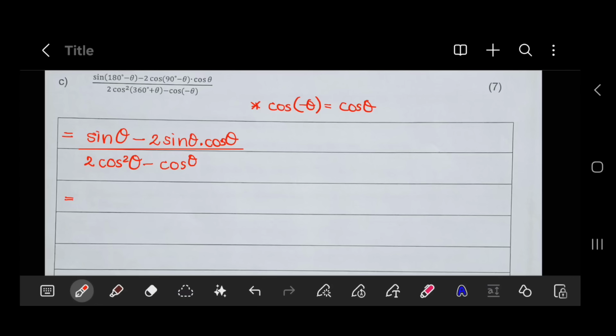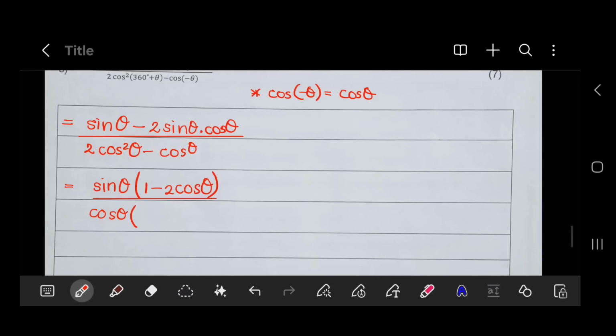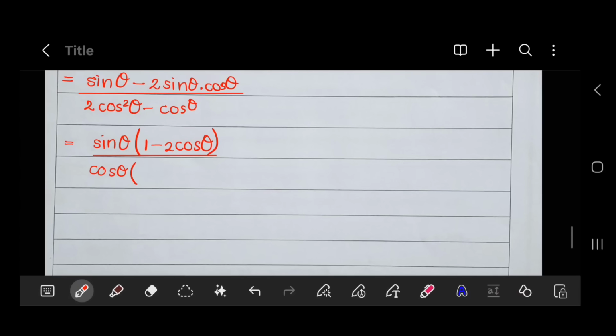Looking at the numerator, we notice that both terms contain sine. Let's pull out sine theta as a common factor. In the first term, I'm left with 1, and in the second term, I've got negative 2 cos theta. In the denominator, I notice that both terms contain cos theta. Let's take that out as a common factor. And in the first term, I'm left with 2 cos theta, and in the second term, minus 1.